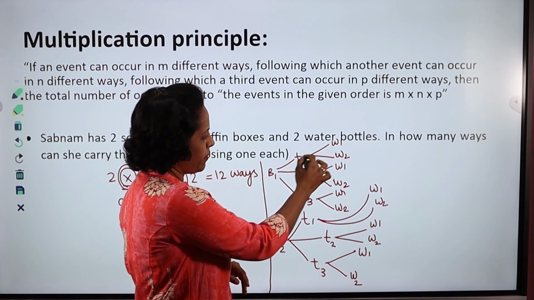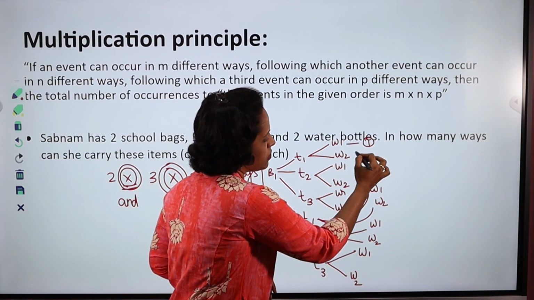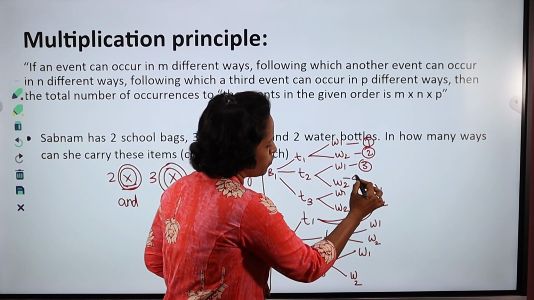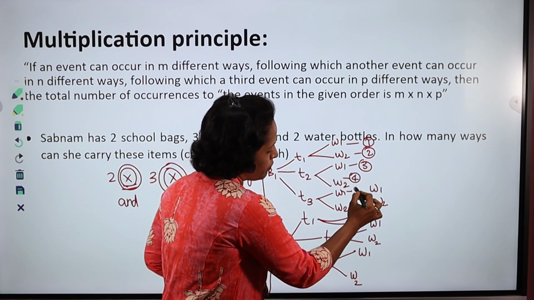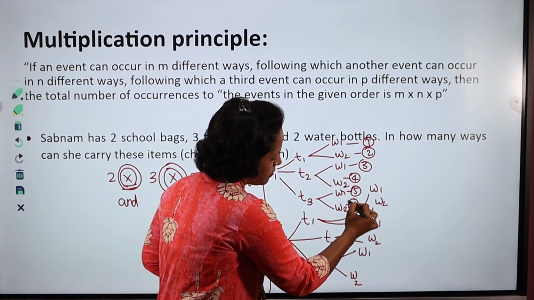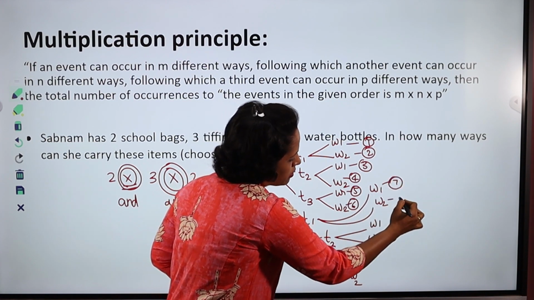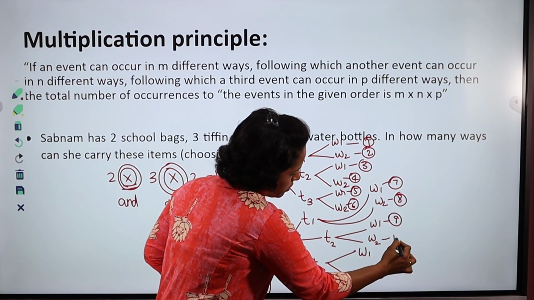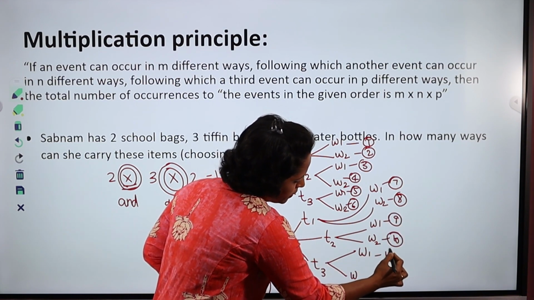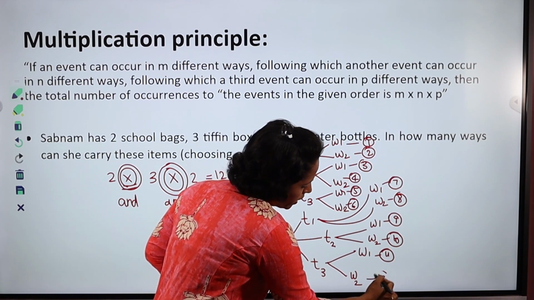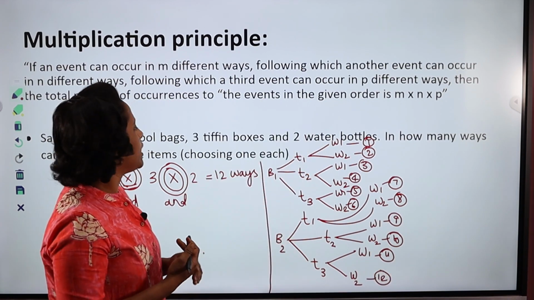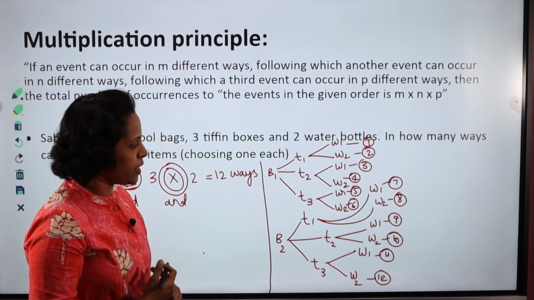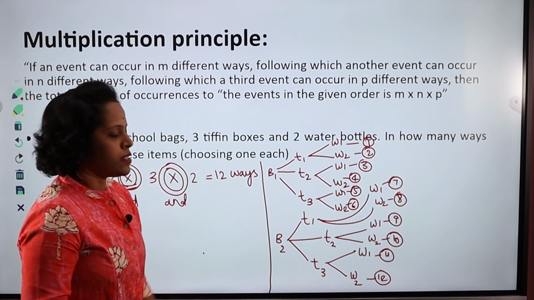B1, T1, W1, B1, T1, W2. This is the first, this is the second arrangement. This is the third arrangement. This will be the fourth arrangement. This will be the fifth arrangement. This will be the sixth. This will be the seventh. This is the eighth. This will be the ninth. This will be the 10th. This will be the 11th. This will be the 12th. In 12 different ways, she can carry one school bag, one tiffin box and one water bottle in different arrangements, right? So, 12 will be the answer.